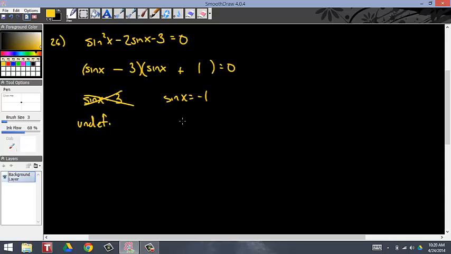Well, radians would be 3 pi over 2. In radians, it's 3 pi over 2. Good. But remember, the instructions say in degrees. So where does 270. 270. Good.